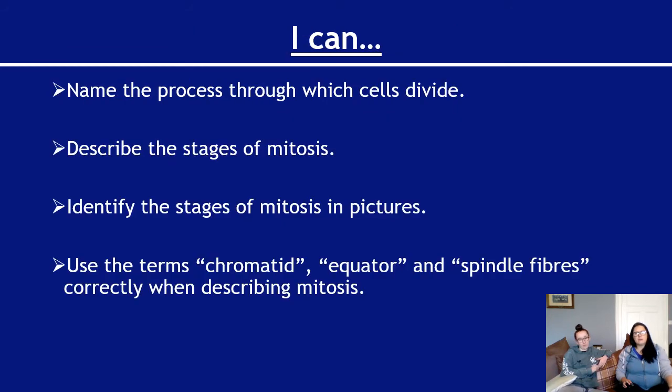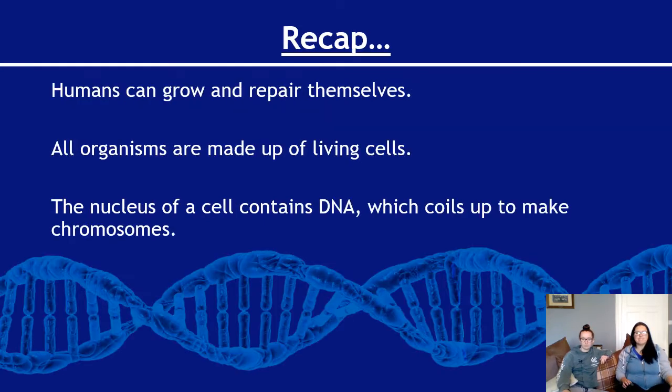So things you should be able to do. You need to be able to name mitosis as the process through which cells divide. You have to describe any of the stages of mitosis. This might be you're given a picture and you're asked what's going on there, or you're given a picture and you're told what's going to happen next. You'll have to identify the stages of mitosis in pictures, and use the terms chromatid, equator, and spindle fibers correctly when describing mitosis. There are another couple of language points you need to be familiar with as well, but we'll go through those when we get to them.